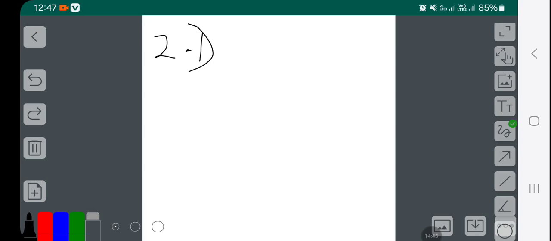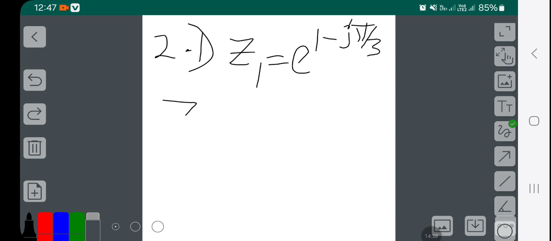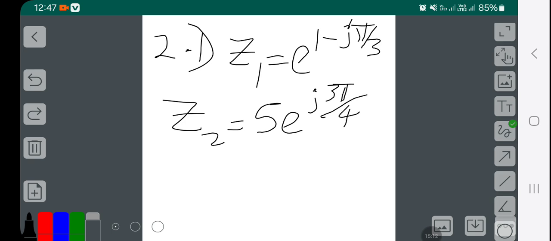My Z1 here, let me write again. My Z1 is e^(1 - jπ/3). Then my Z2 is equal to 5e^(j3π/4). As I said, I'm just going to play around with the numbers.